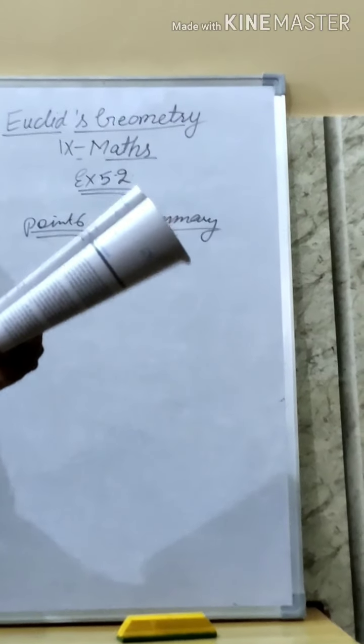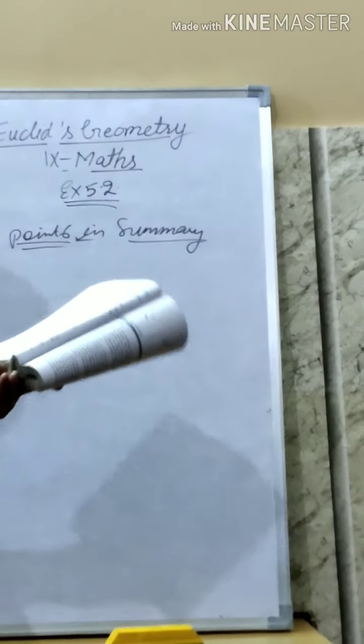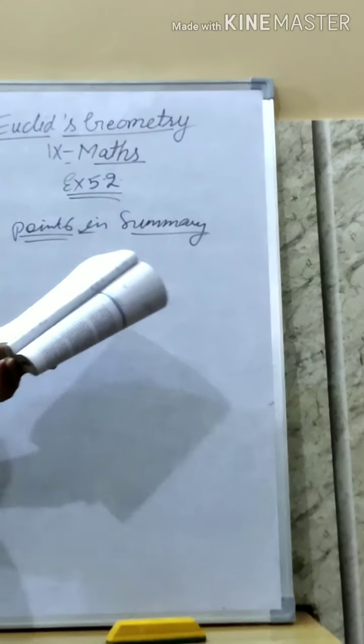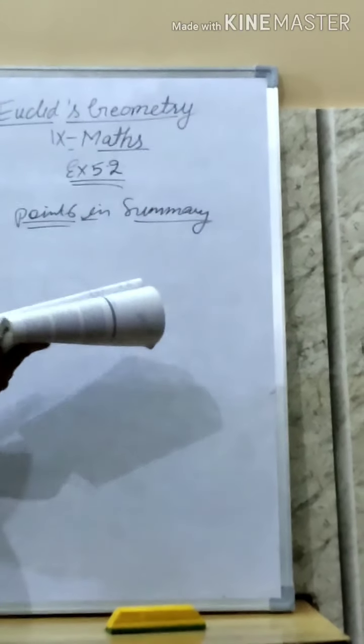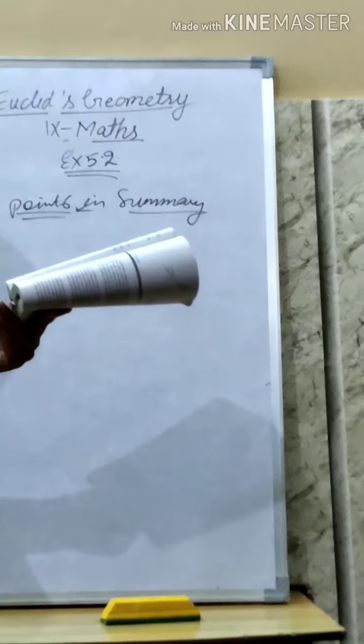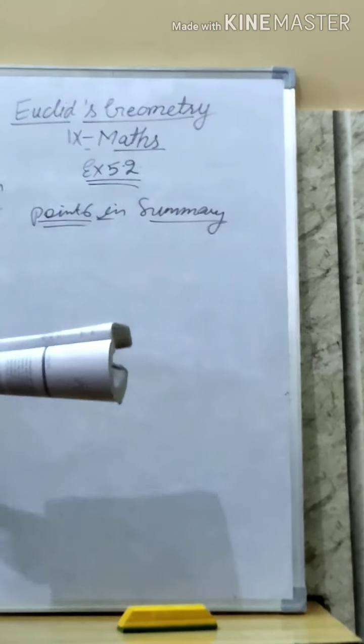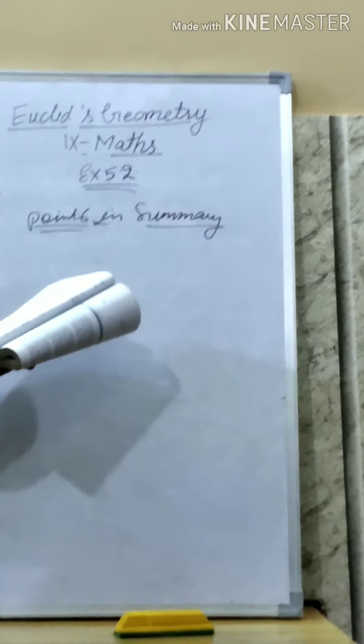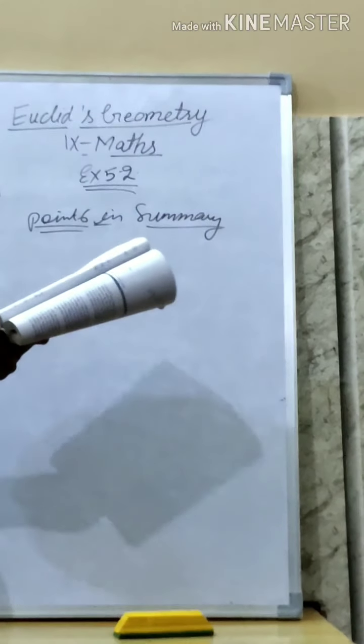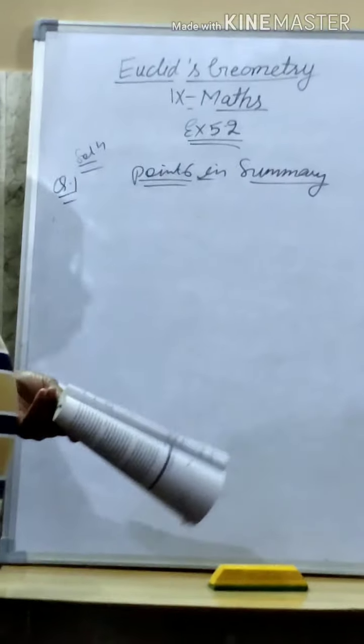Understand? So what is it saying? For every line L and for every point P not lying on L, there exists a unique line M passing through P and parallel to L. And also: two distinct intersecting lines cannot be parallel to the same line.